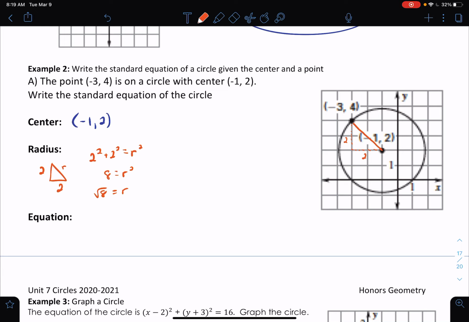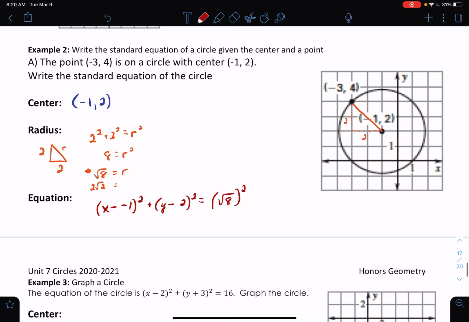All right, now that does simplify. You could also say 2 rad 2, but I'll show you why we're going to leave it as square root of 8 in a second. So we've got our center, and we've got our radius. So now if I plug this into the standard form, we got x minus the x-coordinate squared plus y minus the y-coordinate squared equals the radius, which is the square root of 8, squared.